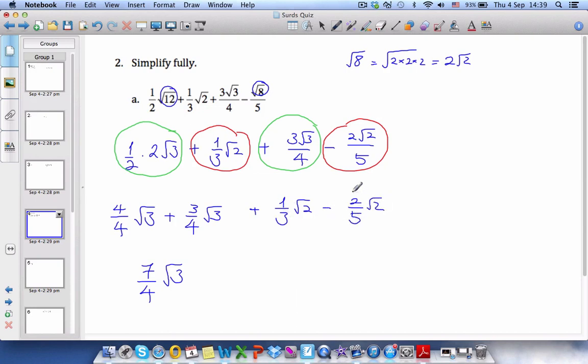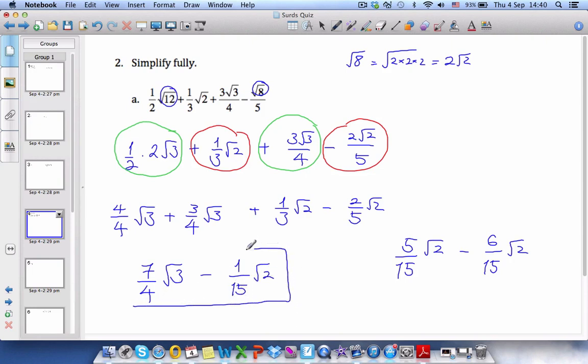So if I want to add or subtract fractions, I have to make the denominators the same. So 1/3 I am going to make 5 over 15. So 5 over 15 root 2 minus, I'm multiplying 3 to the denominator and the numerator, 6 over 15 root 2, and that's going to be minus 1 over 15 root 2. Okay, so there you go.